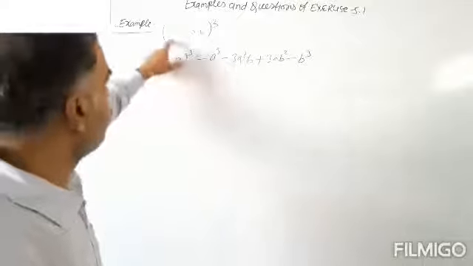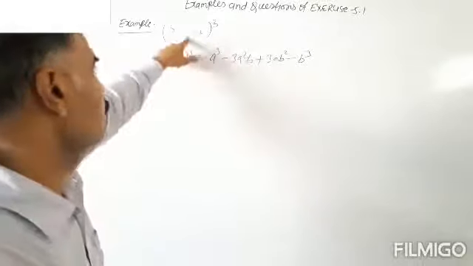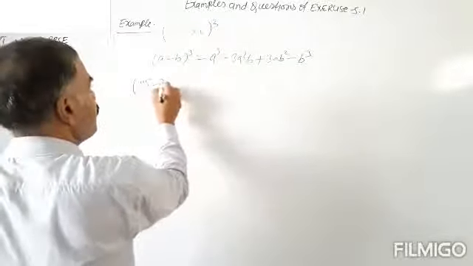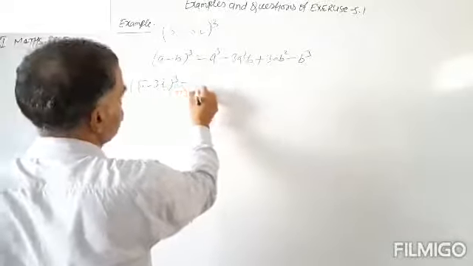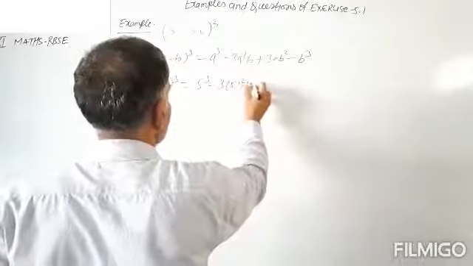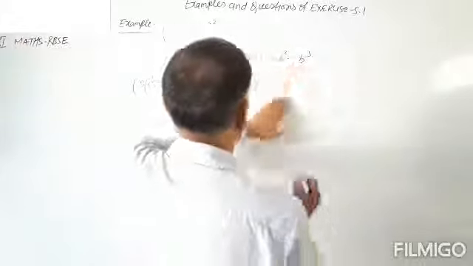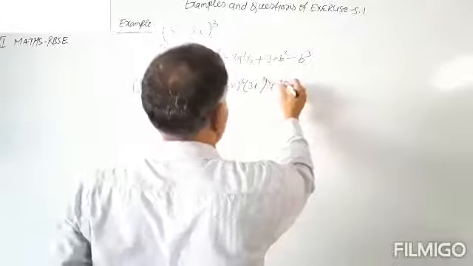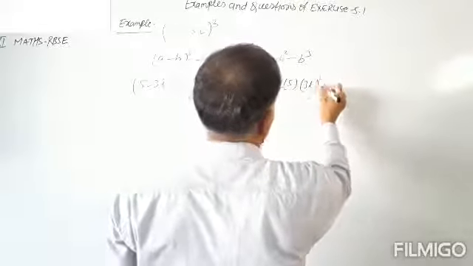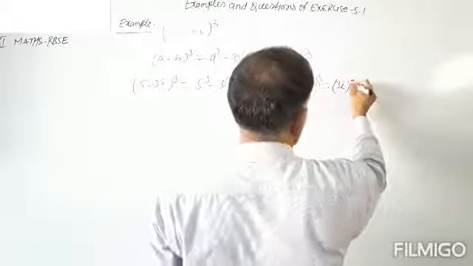Here a equals 5 and b equals 3 iota. So (5 minus 3 iota) cube is equal to 5 cube minus 3 into a square, 5 square into 3 iota, and then plus 3 into 5 into (3 iota) square, and lastly minus (3 iota) whole cube.